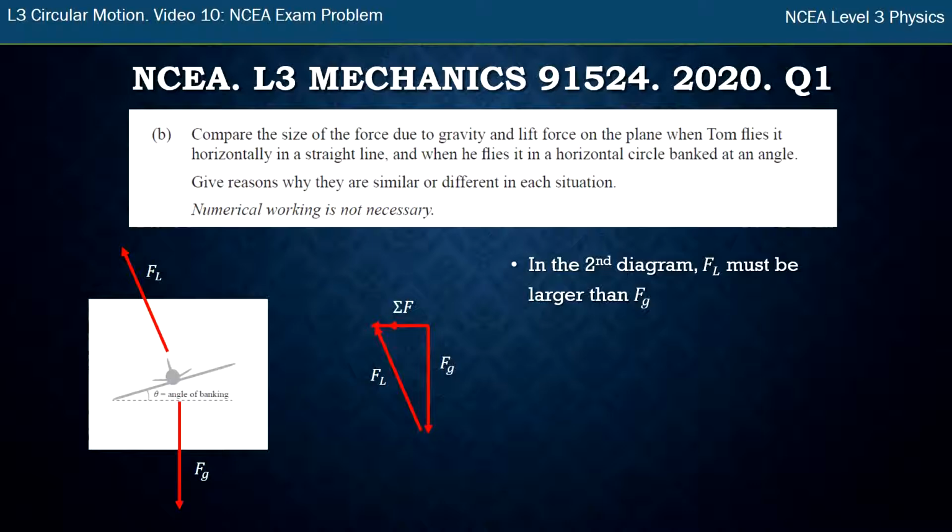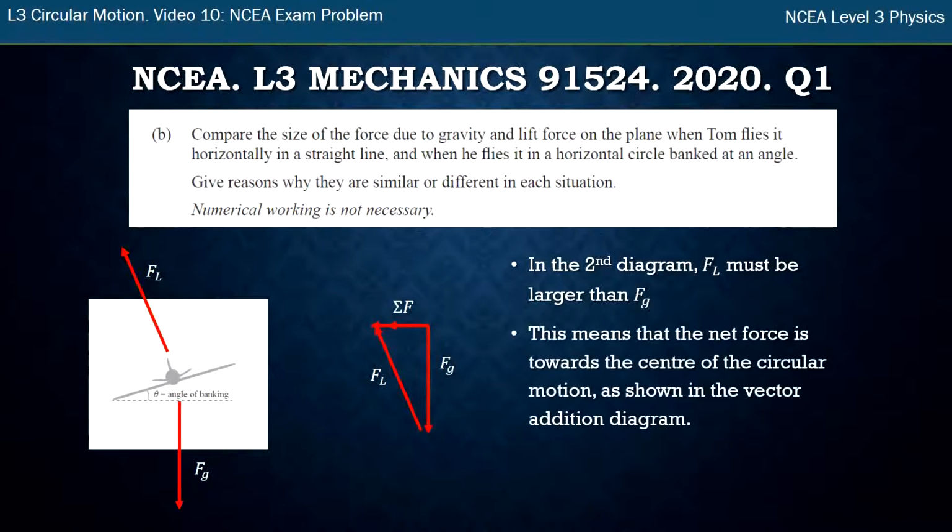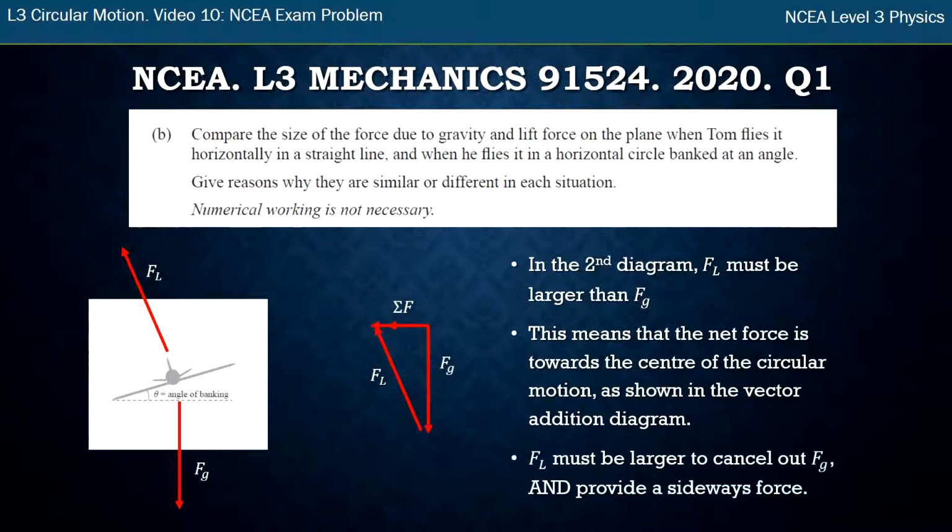So that's what I've said. In the second diagram, lift force must be bigger than gravity. This means that the net force is towards the center of the circular motion, as shown in my vector addition diagram. So even in an exam, I'd have the diagram drawn first, and then I'd just describe what I see. The lift force must be larger than gravity in order to cancel out gravity and to provide that plane with the horizontal or sideways force, which is the total force.